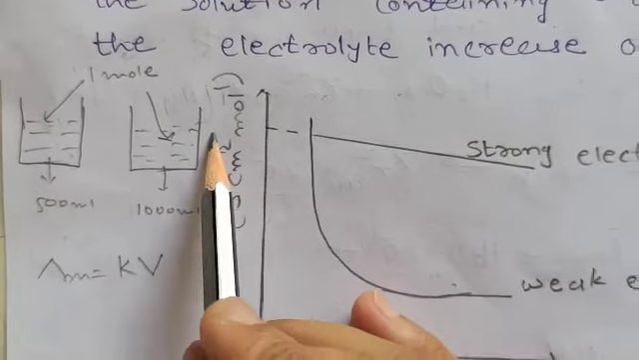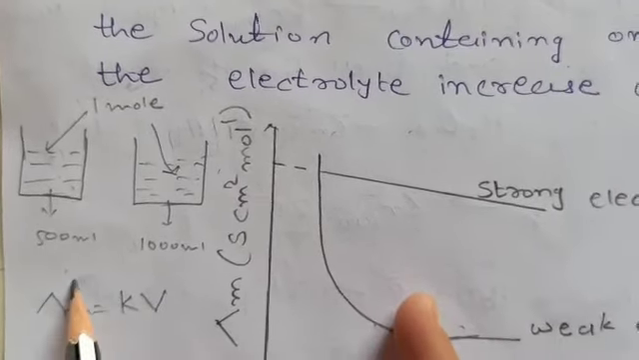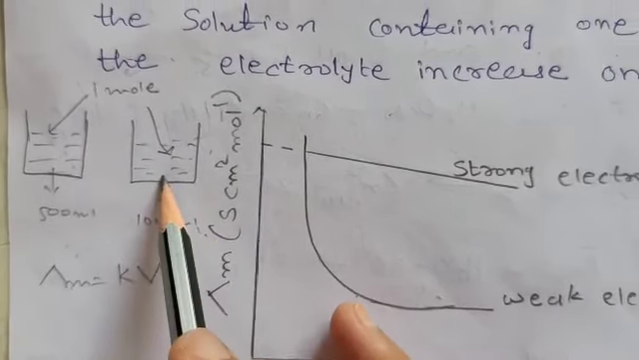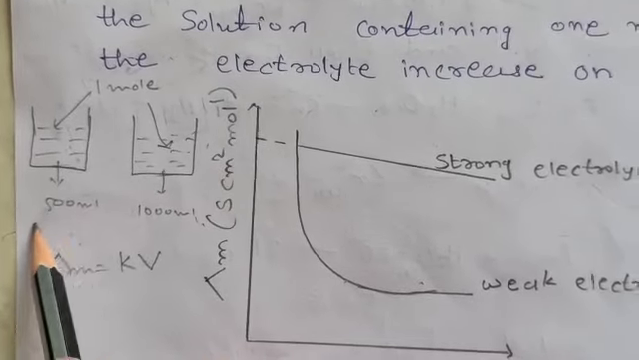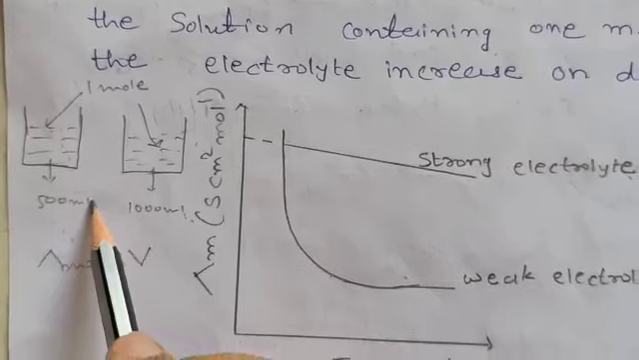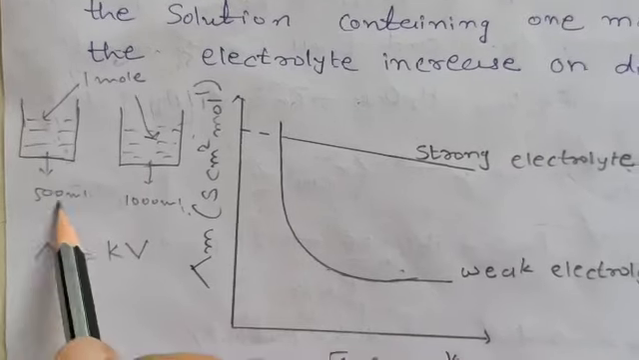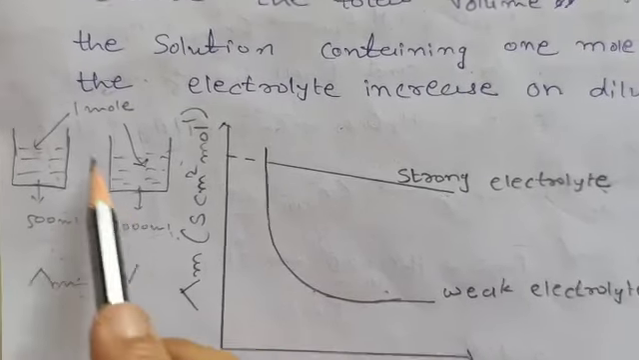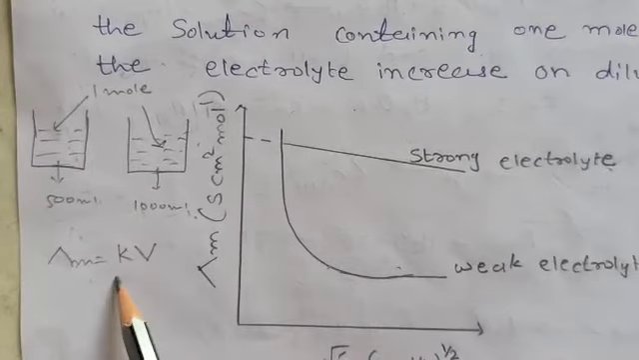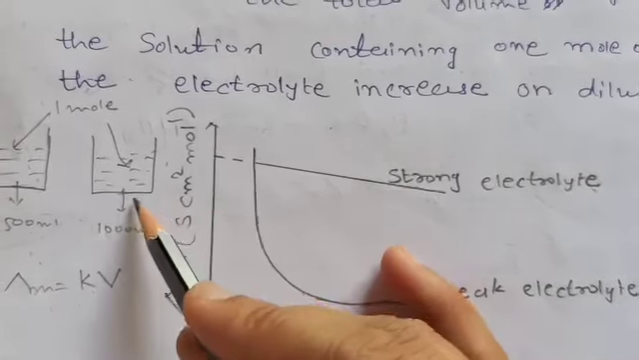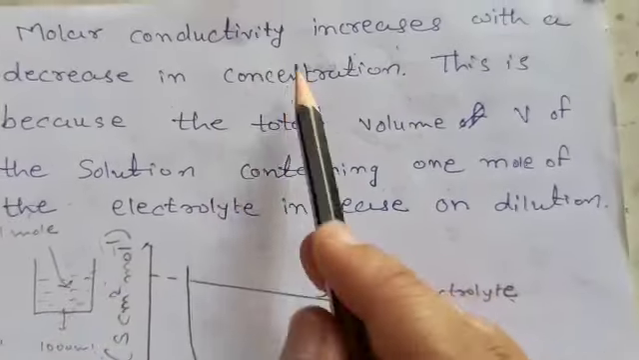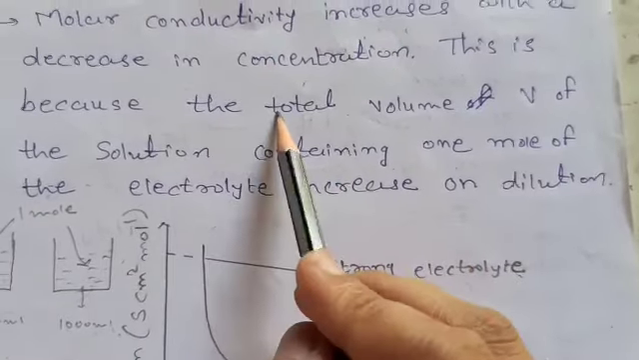How? See, if we take two containers, one having 500 ml solution and one having 1000 ml solution, in which we add 1 mole of electrolyte. In the 500 ml solution, the electrolyte converted into ions is less than in the 1000 ml, because here we have to see the ions in the whole solution, because lambda is equal to K into V. So the number of ions will be increased in the whole solution. So we can say that the molar conductivity will increase with dilution.